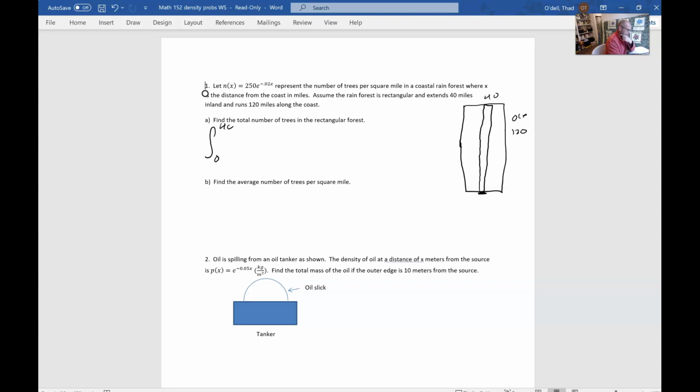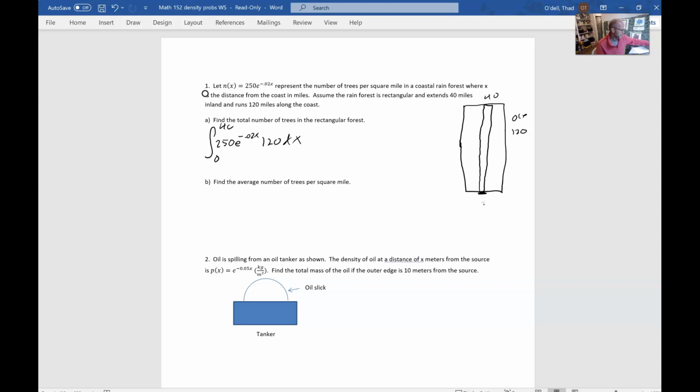I'm sorry, 120 by dx. So that would be 120 dx. That's my area of that strip. And then we've got to multiply that by the density, because this is the number of trees per square mile. So the area would give me square miles, so we multiply that by 250 e to the negative 0.02x.